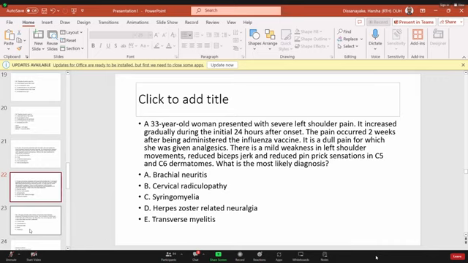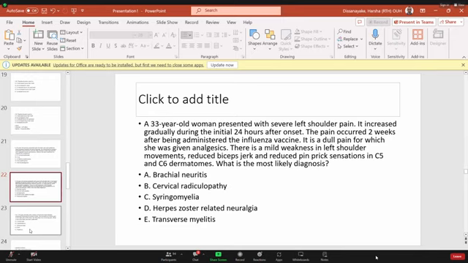Syringomyelia tends to be bilateral, with sensory loss largely in the C8-T1 region because that's the commonest site for syringomyelia. And motor deficits tend to occur a lot later after sensory symptoms, and sensory loss is fairly advanced.